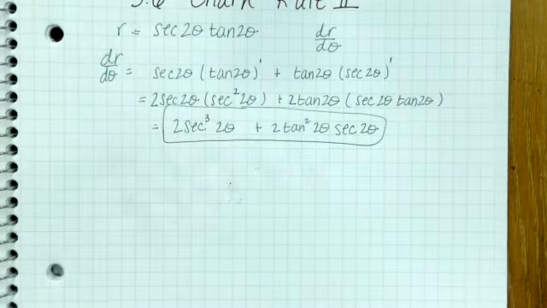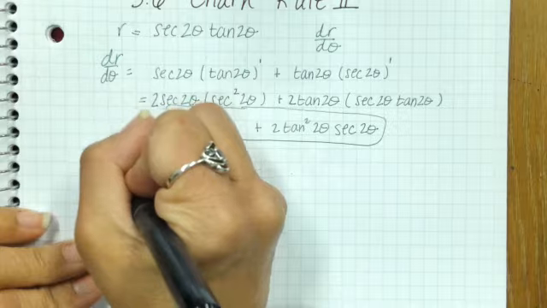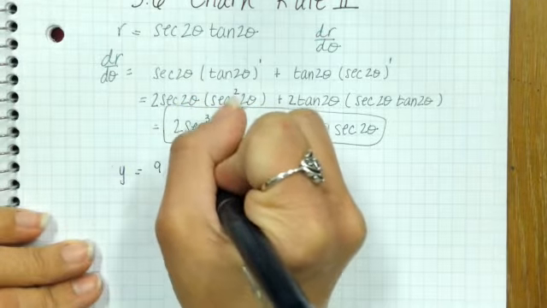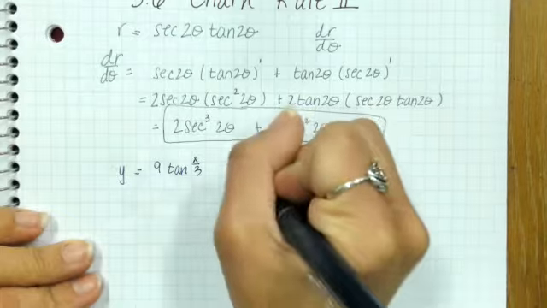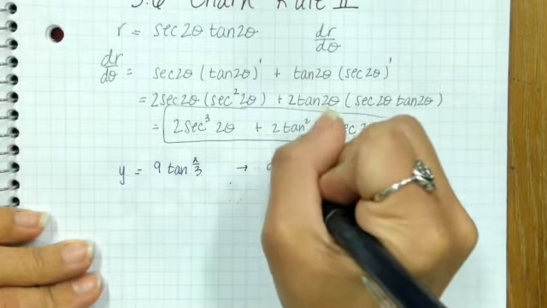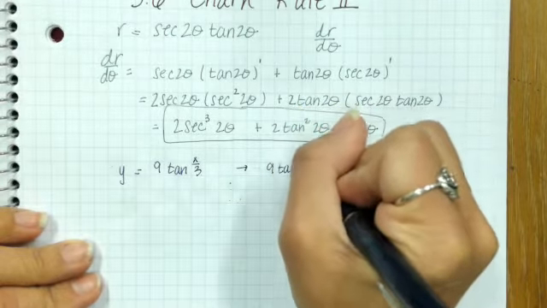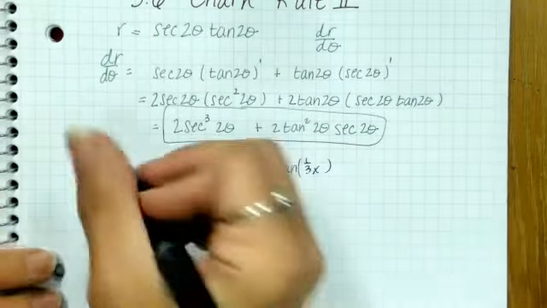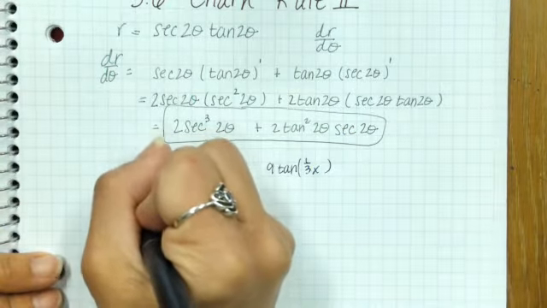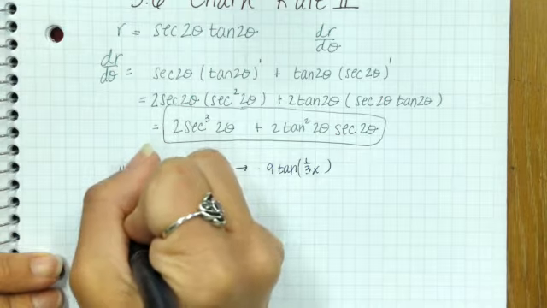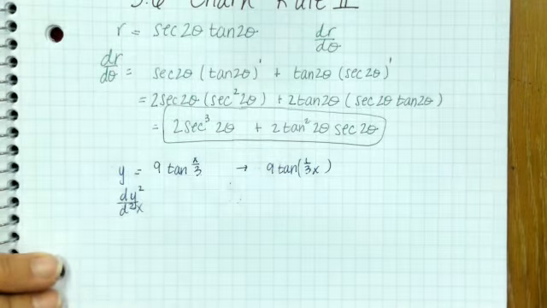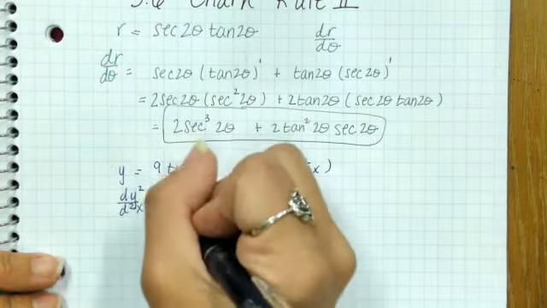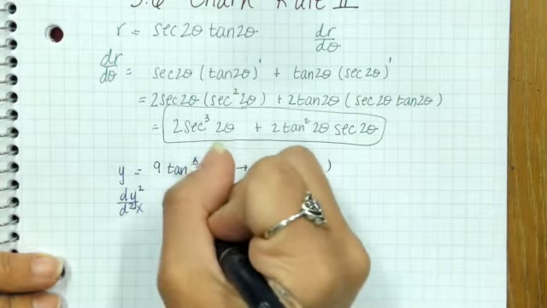Let's look at finding a second derivative. So let's say you have y equals 9 times the tangent of x over 3. Keep in mind that's 9 times the tangent of 1/3 x. And I want to find the second derivative. Well, of course, we have to start by finding the first derivative. So let's start with y prime.